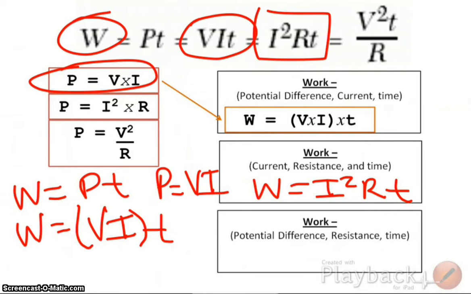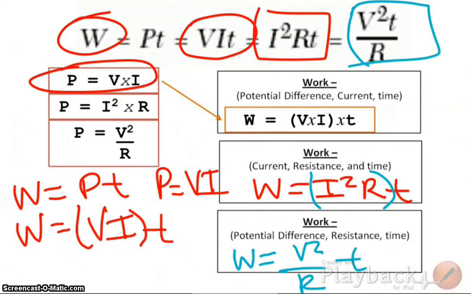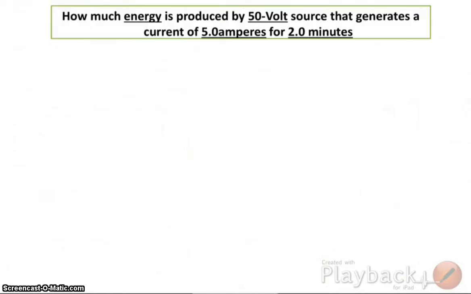Power times time. Alright, and power is V squared over R, so work is equal to V squared over R times T. And we do the same thing with work that we did with power. We pick whatever fits our bill. So if we want to know how much energy, now this is just energy, not rate of energy, then we're looking for work.